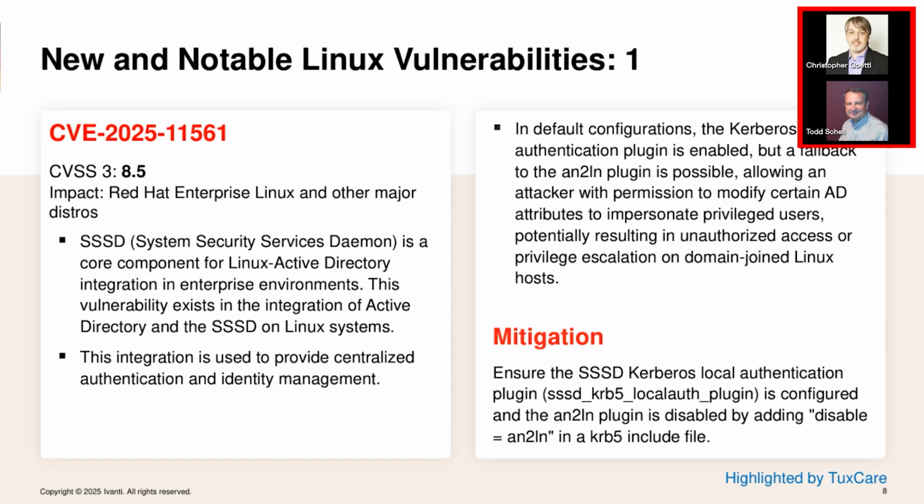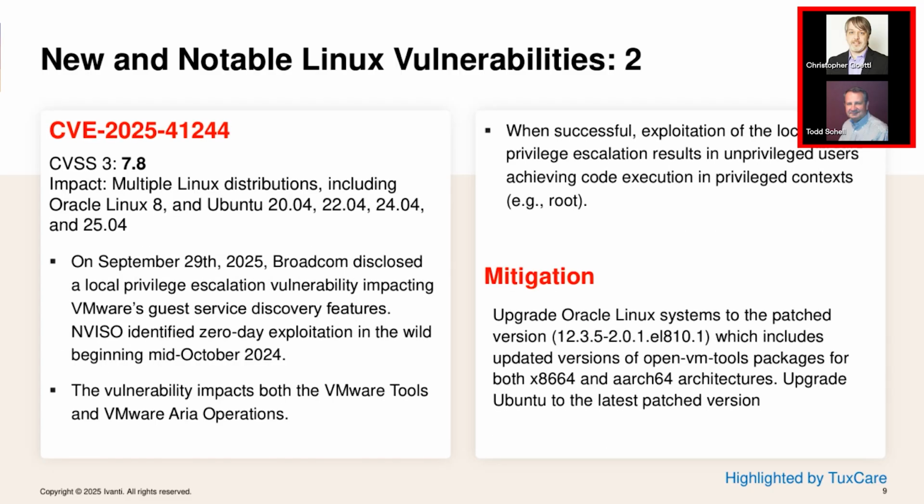The second one on our list today is the one that we just talked about, that is specific to the VMware Tools and Aria Operations. So that's the 41244. That one is actively being exploited. So upgrading your Linux distro to a supported version that has resolved this vulnerability is the recommendation there.